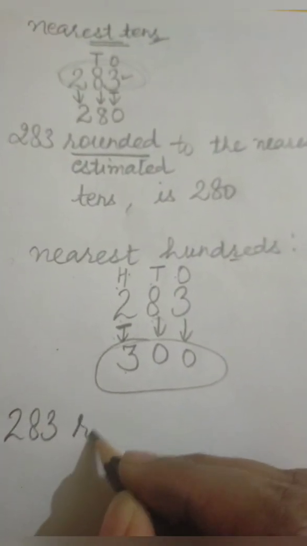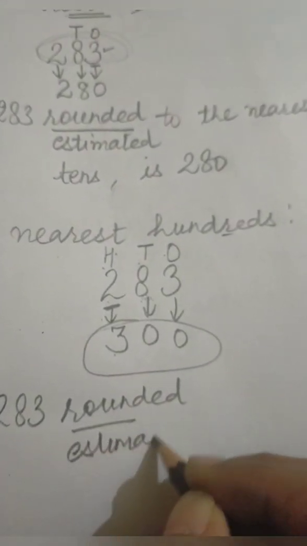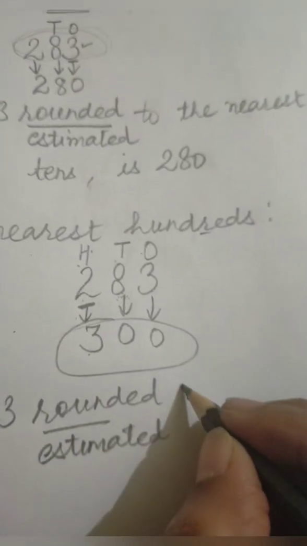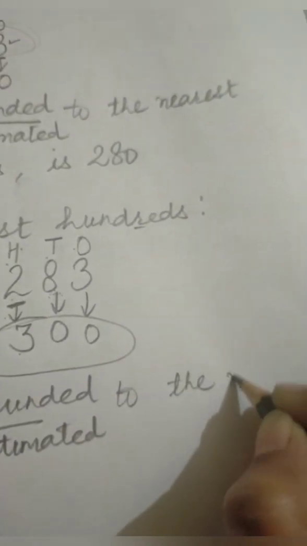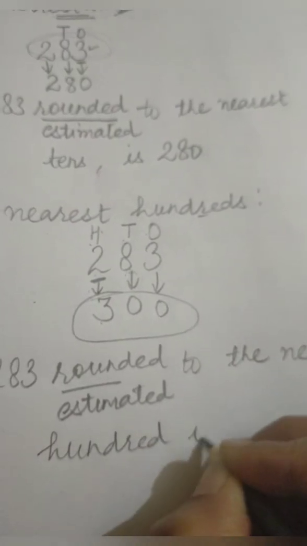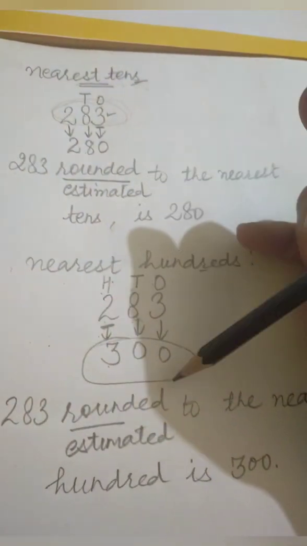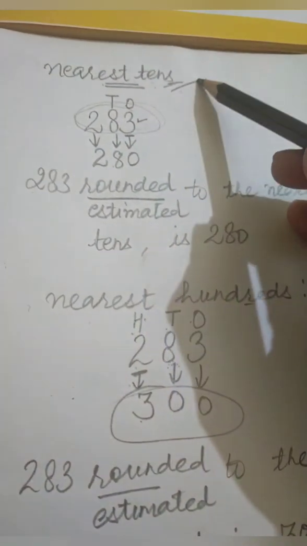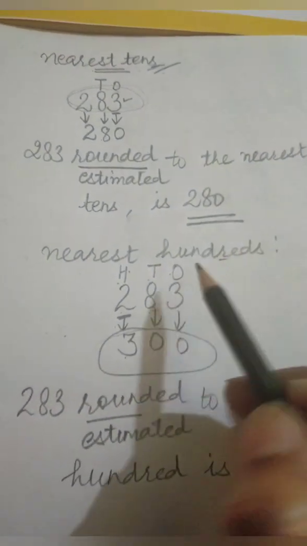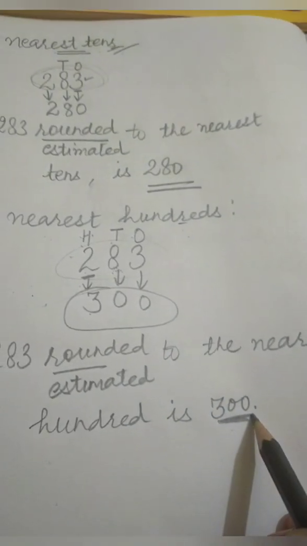So we can say 283 rounded, or we can say estimated, to the nearest 100 is 300. Now see the difference, students. When we have rounded this to the nearest tens, it is 280, and when we have rounded the same number to the nearest hundreds, it is 300.